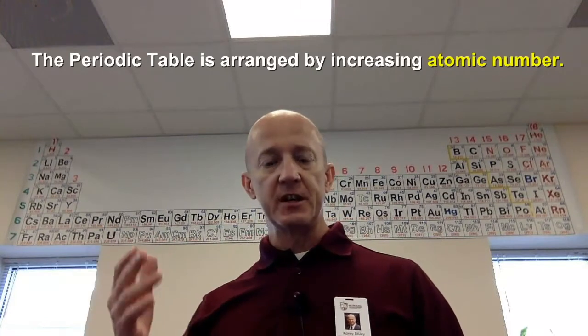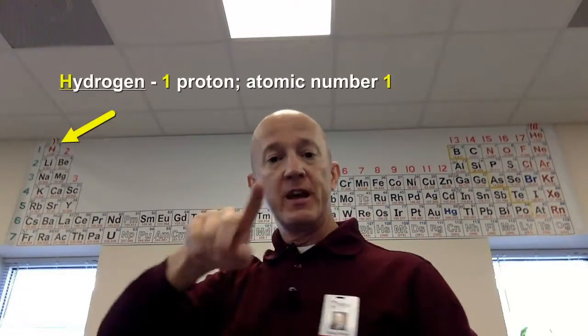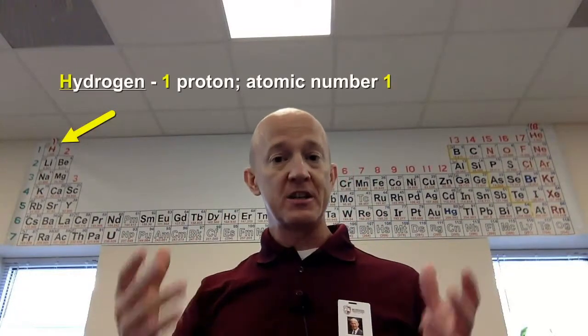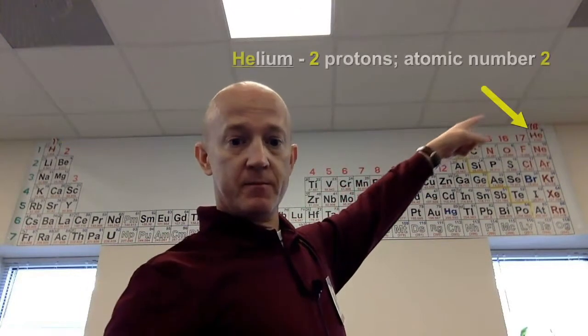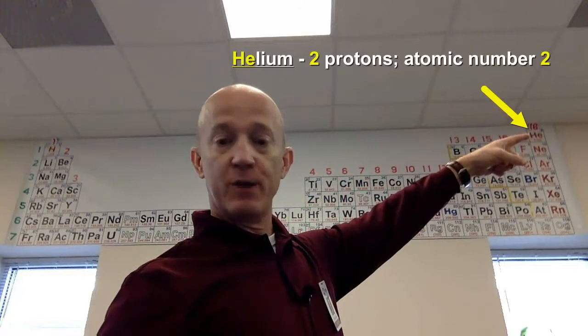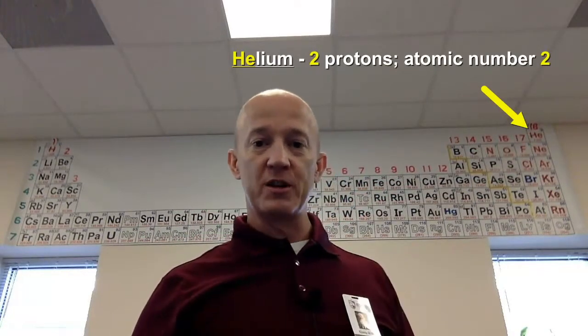So increasing atomic number, starting with hydrogen, right up there at the top. Hydrogen only has one proton, and therefore its atomic number is 1. And then, of course, helium, right there, has 2 protons, and so therefore its atomic number is 2. You get the idea. Lithium with atomic number 3, beryllium with atomic number 4, and so on. Each one indicating the number of protons in that atom of that element.